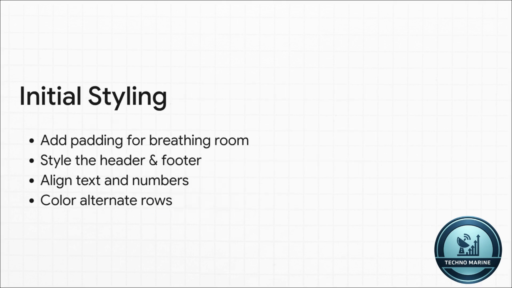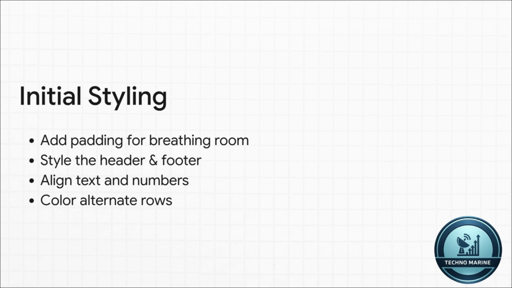Okay, next up, let's add a few more professional touches. We'll add some padding so the text isn't all crammed up against the borders. We'll make the header stand out with a background color. That creates a really clear visual hierarchy. We'll align text to the left but numbers to the right. This makes them way easier to scan and compare.